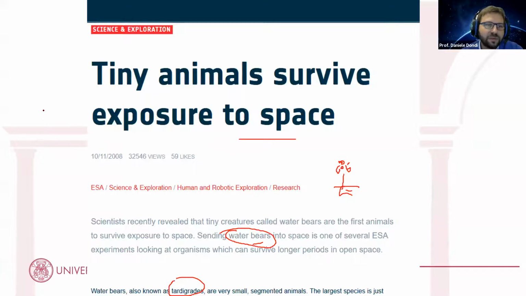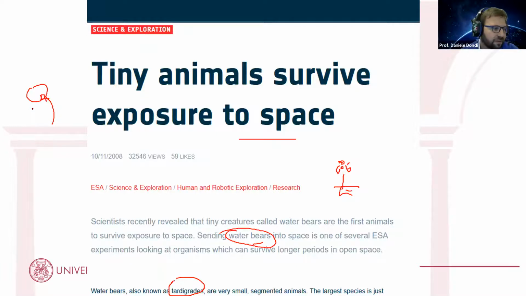And so the idea was to send a probe to the moon. This probe contains these animals and maybe also seeds and plants, and then you add water when you are on the moon and check if they are able to survive by looking at them with a microscope.